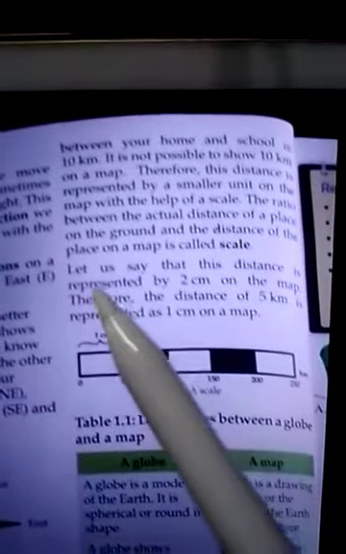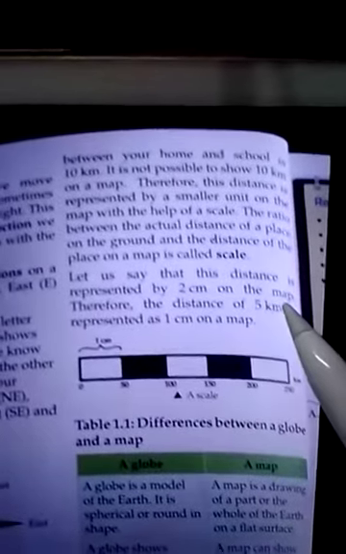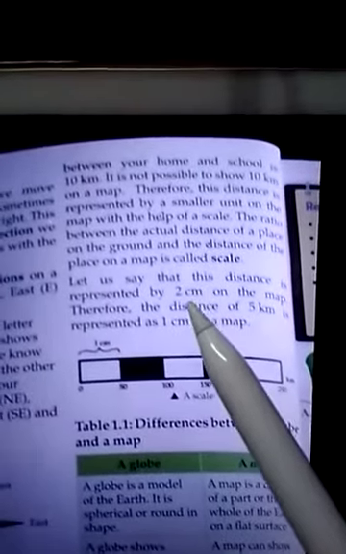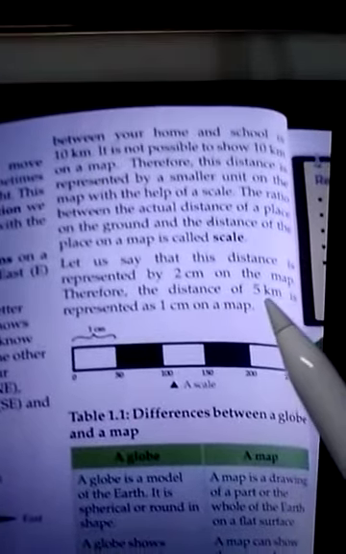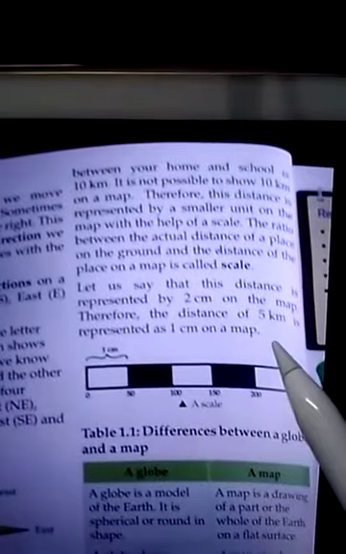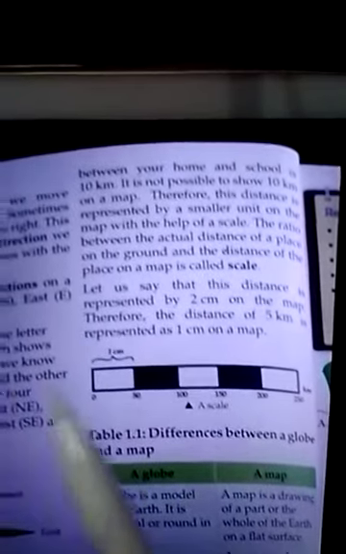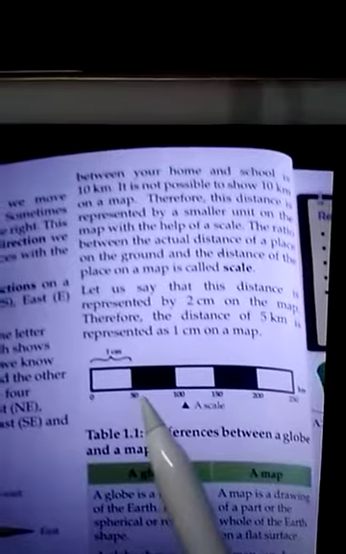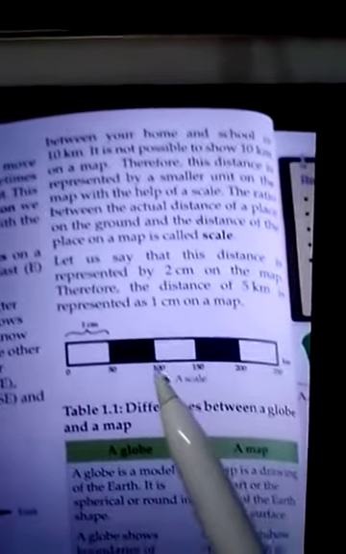How will we take it? Let us say that this distance is represented by 2 centimeter on the map. We will imagine that 2 centimeter is equal to 10 kilometer. In this way, 1 centimeter will be equal to 5 kilometer. Therefore, the distance of 5 kilometer is represented as 1 centimeter on a map. Okay? And you can see in this scale that 1 centimeter is equal to 5 kilometer. So 2 centimeter is equal to 10 kilometer. So this is the distance from your home to your school.